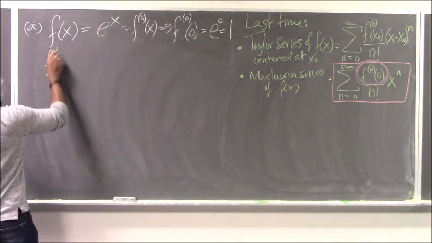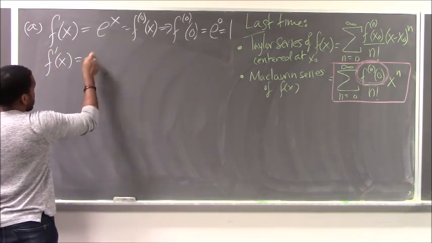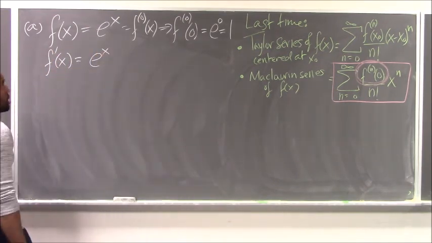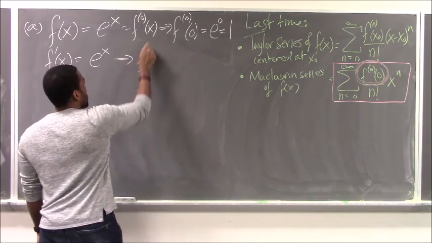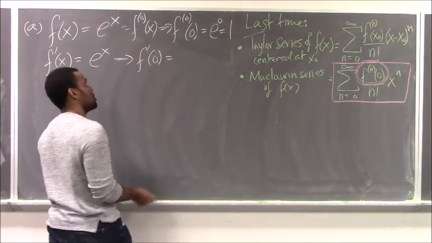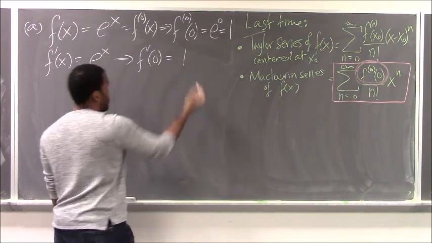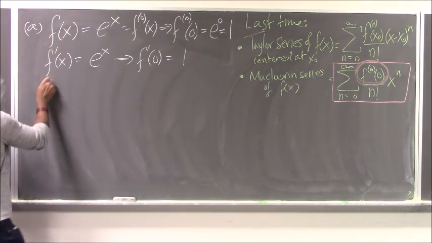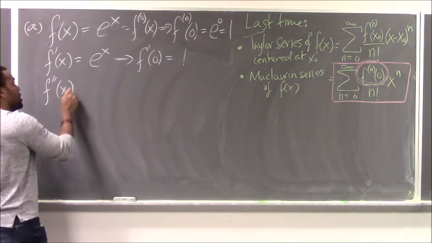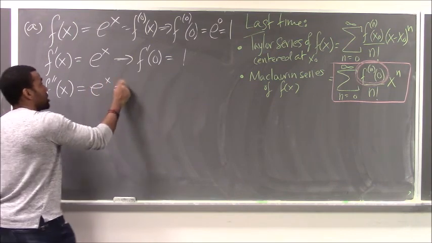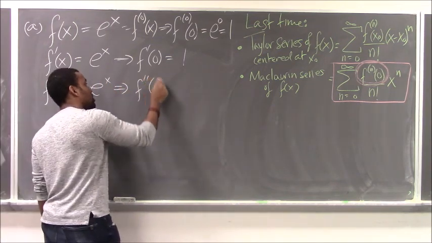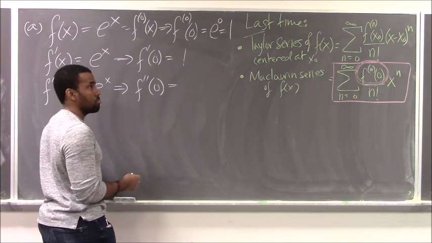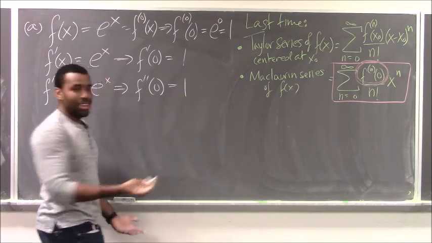Now I find the first derivative. Well, that's just e to the x. And so I'm going to find the first derivative evaluated at 0, which is 1. Then I'm going to find the second derivative. That's e to the x. This means if I take the second derivative evaluated at 0, the answer is 1.